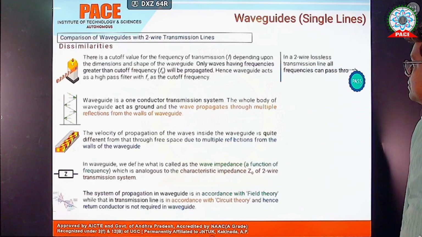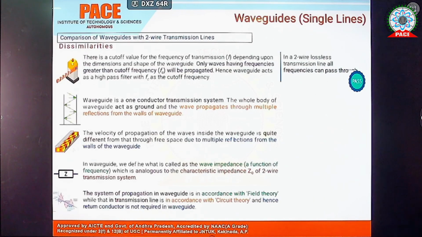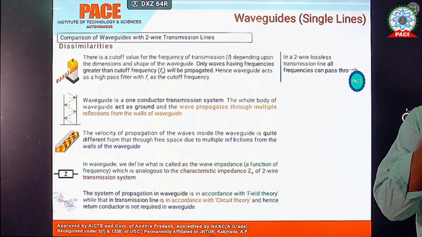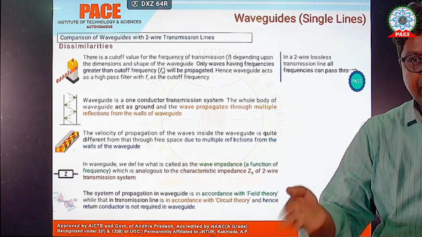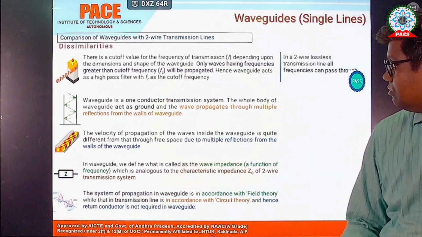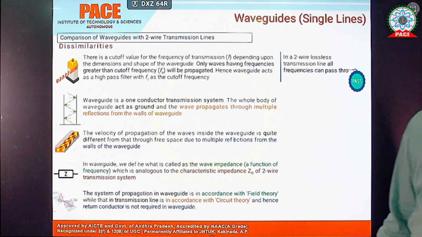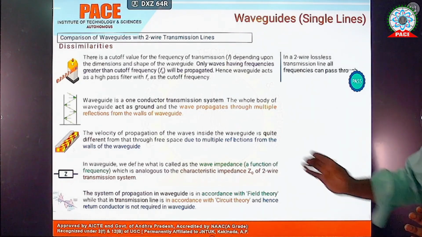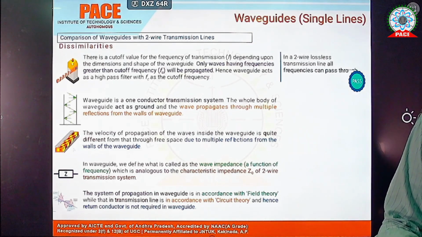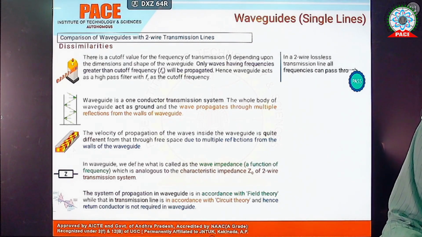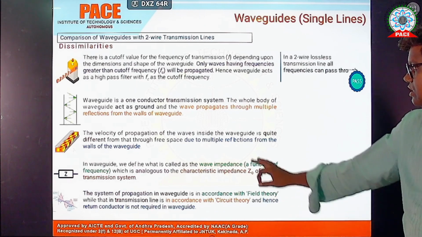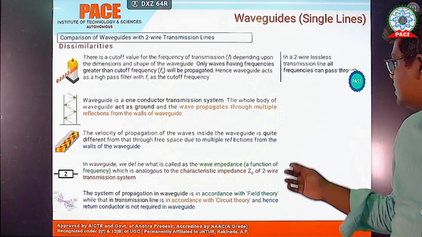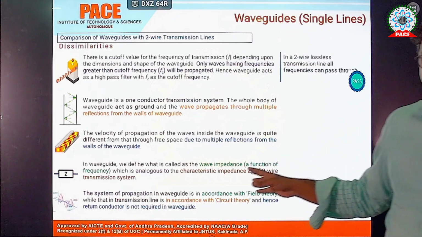Coming to the next, there is a comparison between the waveguide and a transmission line. A transmission line is a device used to transmit a signal from one place to another, but the waveguide is a type of device which stores the transmission, and at a particular frequency it will operate that storage. Not only this, the waveguide has one conductor, and the whole body of it acts as a reflector.